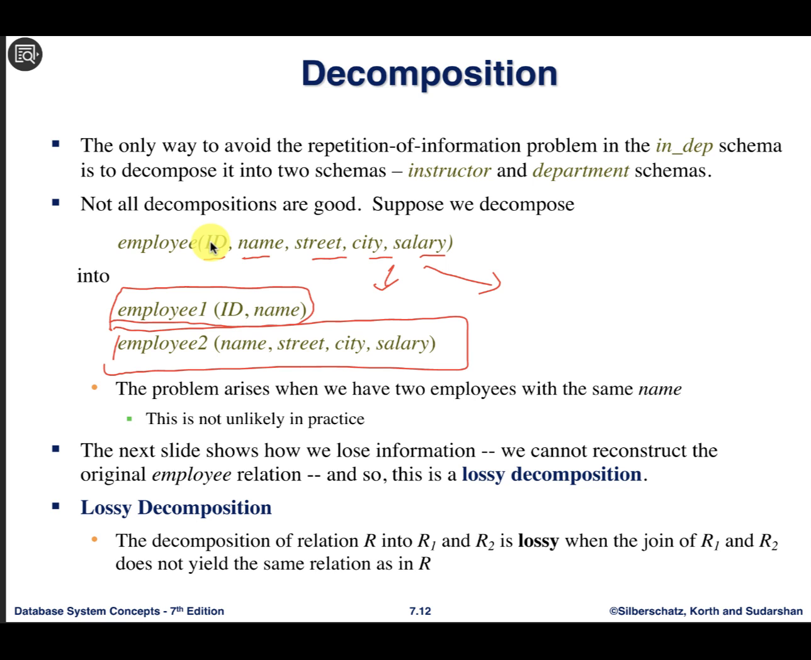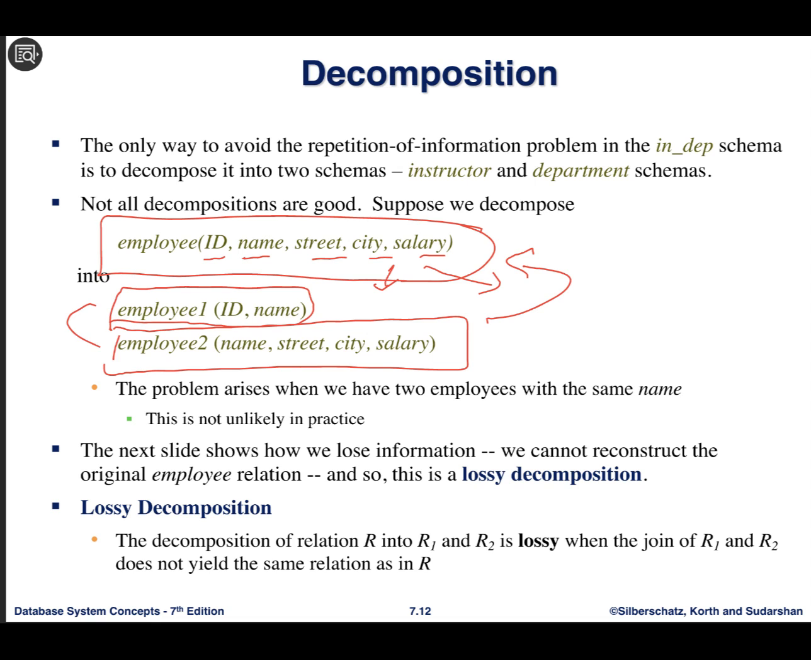Why? Because if you remember, we don't want to lose data. So I want to make sure that I'm able to receive the information about the employee. Okay? So the problem here is that when you try to join the sub-relations, the decomposed relation, you are not going to produce the same relation. So we call this kind of decomposition lossy decomposition, which is a bad idea. Okay, we cannot reconstruct the original relation, so in this case it's going to be lossy decomposition.